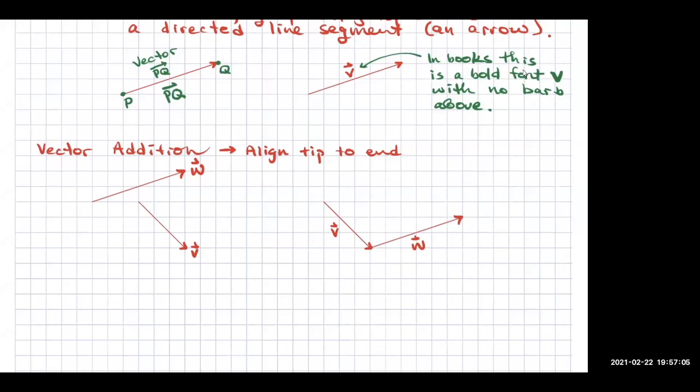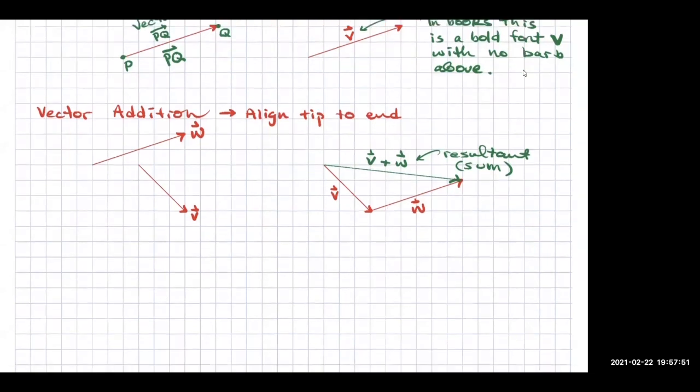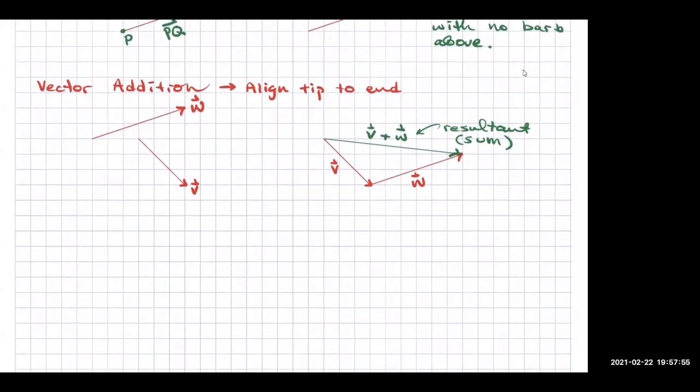We think of this as two displacements. There's a person moving along V, they stop and then they move along W. And then the net displacement we call a resultant vector. So this vector here is V plus W. And that's called the resultant. Or I'll usually just say the sum because nobody uses the word resultant. Just kind of nerds, you know. I can't bear the thought of people thinking I'm a nerd, so I'll call it the sum.